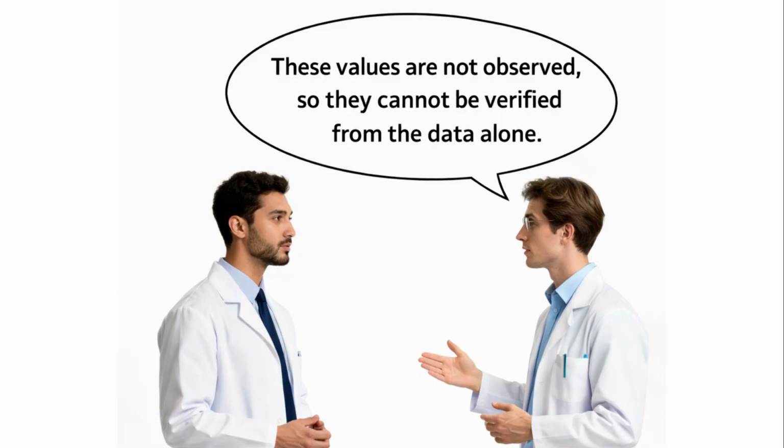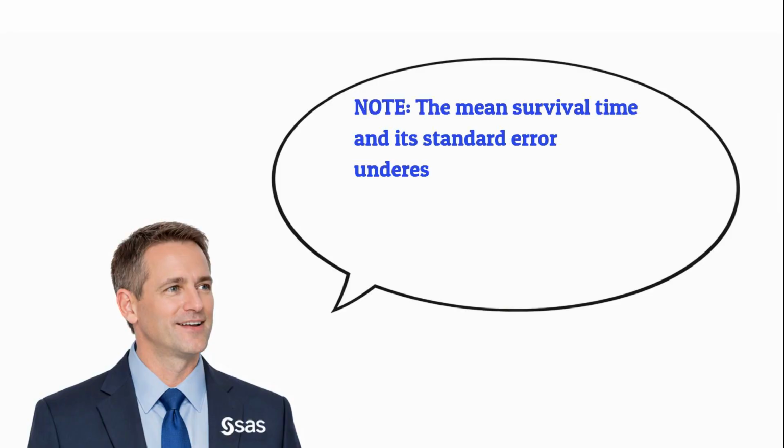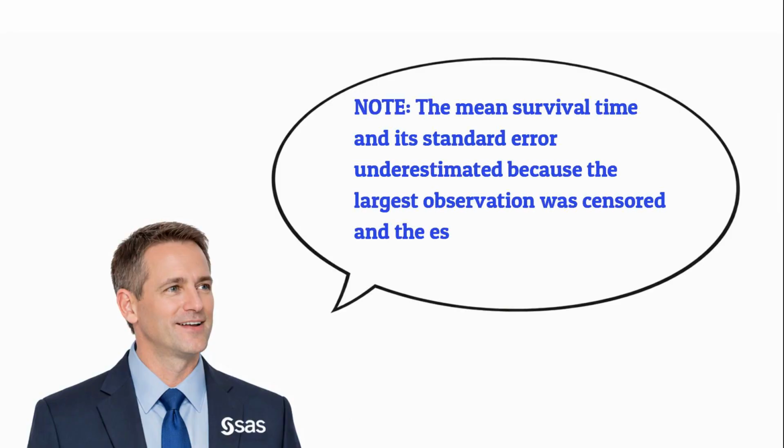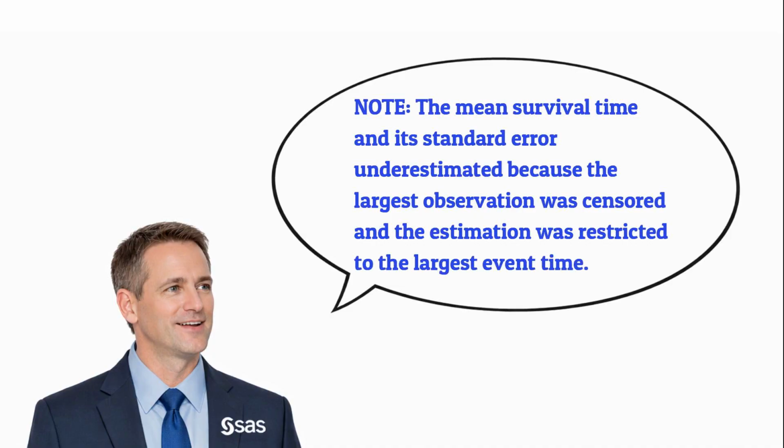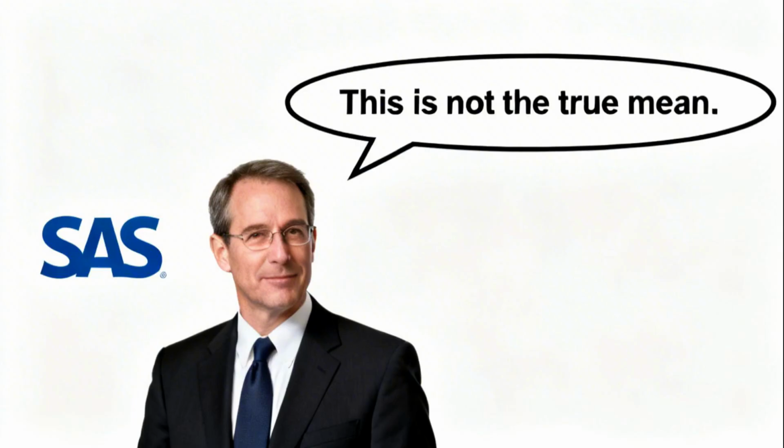Software like SAS recognizes this problem when estimating the mean survival time when data are censored. In the output, it provides the warning: Note: the mean survival time and its standard error are underestimated because the largest observation is censored. In plain English, SAS is basically saying, this isn't the true mean, it's an underestimate because some of the longest survival times are incomplete. But SAS doesn't stop you from reporting the mean, and it doesn't force you to use the median either. It just gives you the warning and assumes you'll use some judgment when interpreting the result.